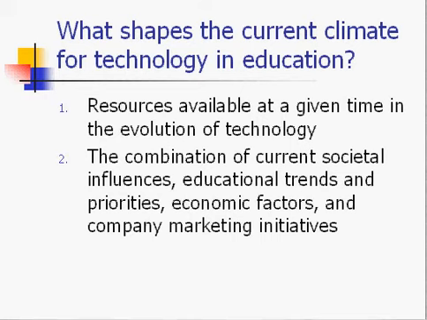We're going to move on here to the history of educational technology, and it shows us the two characteristics that shape the direction technology is going in educational technology. One, resources available at a given time in the evolution of technology, and two, the combination of current societal influences, educational trends and priorities, economic factors, and company marketing initiatives. So let's take a look at both of these. What is shaping the current climate of technology and education?